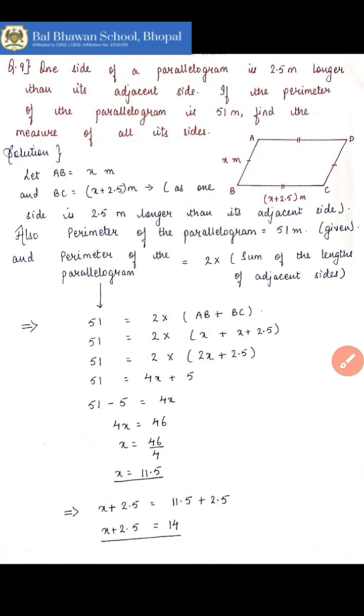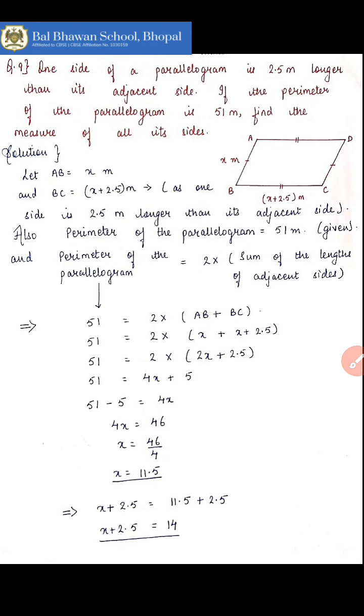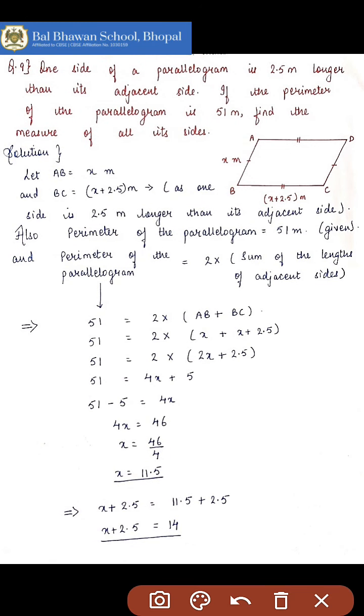Now, let's come to question number 9. In this question, children, they have given you a parallelogram. Here, one of the sides of a parallelogram is 2.5 meters longer than its adjacent side. Adjacent side means the side which has a common vertex. If the perimeter of the parallelogram is given as 51 meters, you need to find the measure of all its sides.